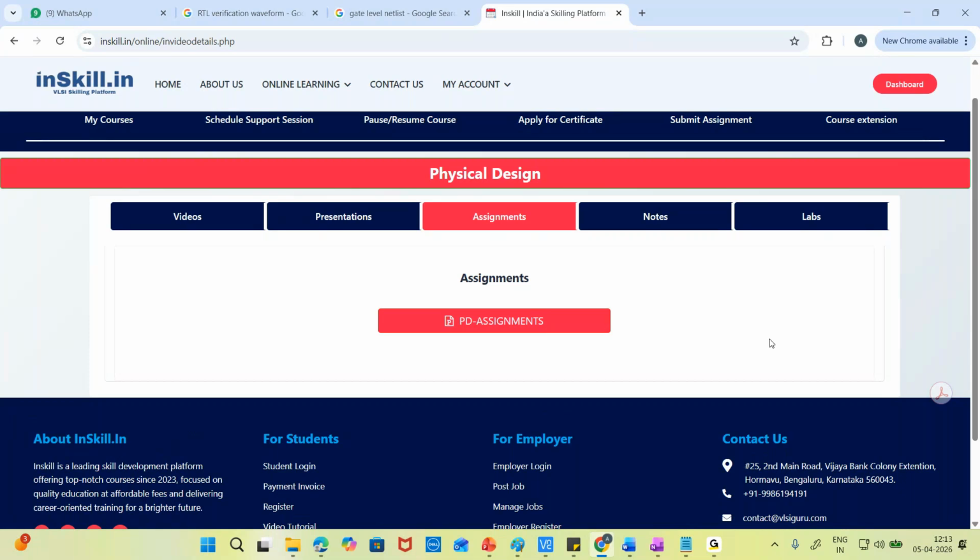And the third is, on top of assignments, if there are any additional questions or any additional projects that he wants to add, he will add that also. To make sure that when you are sitting for the placements, you are industry ready.